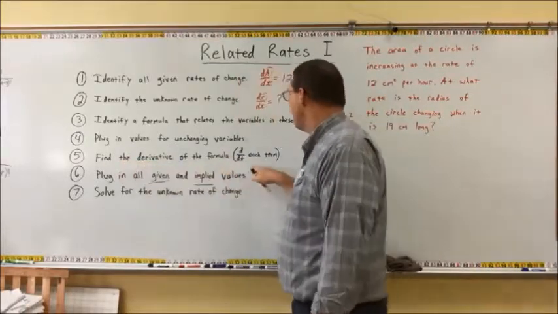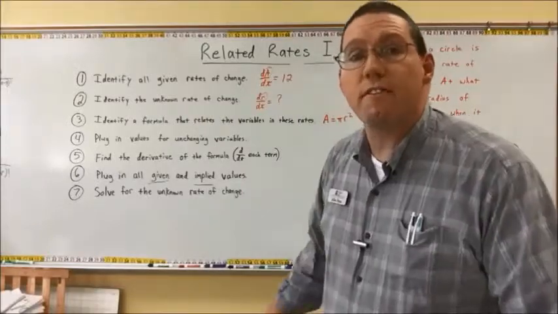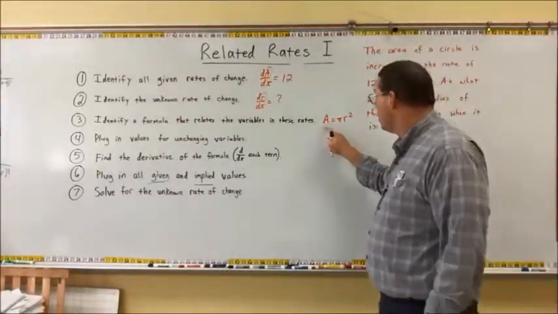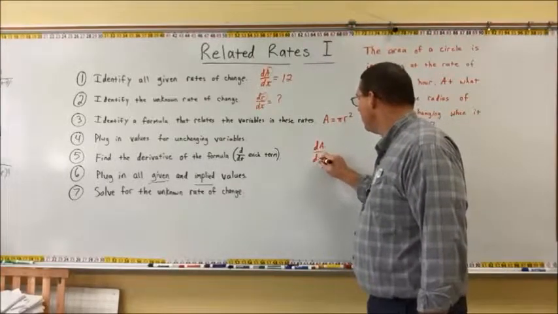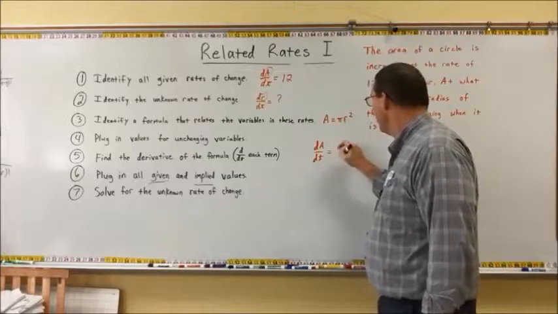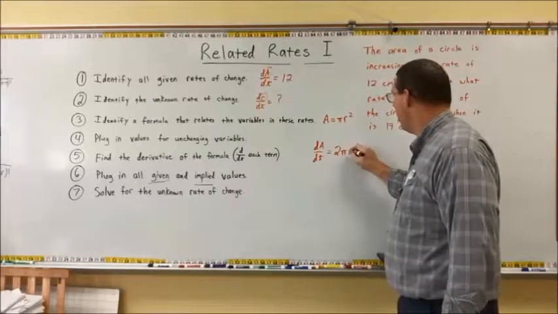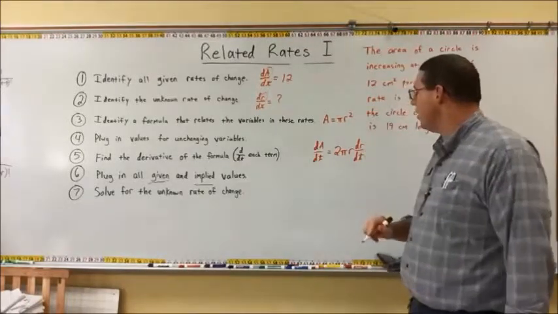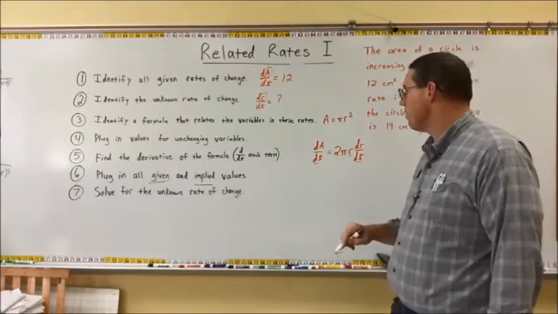Find the derivative of the formula. The derivative of this formula is going to be the same derivative that we just did in the last example, because it's the same formula. The derivative of A is dA dt equals, the derivative of pi r squared is 2 pi r, and then we have to put on the conversion factor, dr dt. So we have 3 different variables.